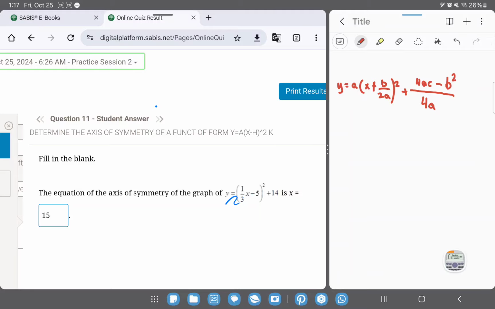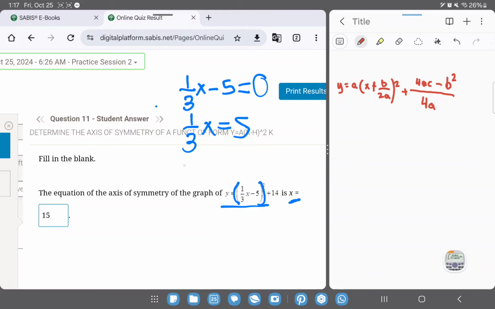So the equation of the axis of symmetry is like we said. They want x from the axis of symmetry, which means whatever makes this bracket 0. So 1 over 3x minus 5 equals 0. So 1 over 3x equals 5. x equals 3 times 5, 15. That's it for this type of question.